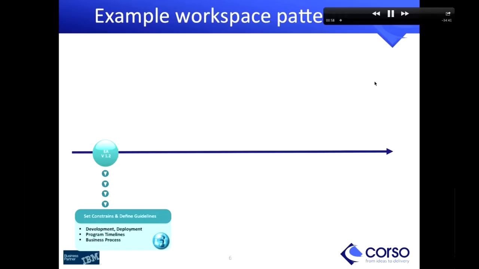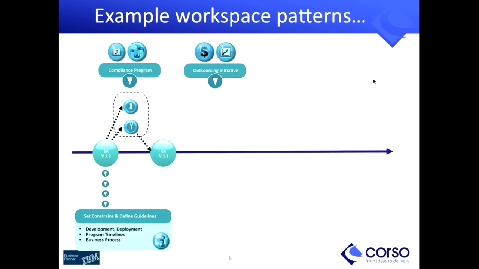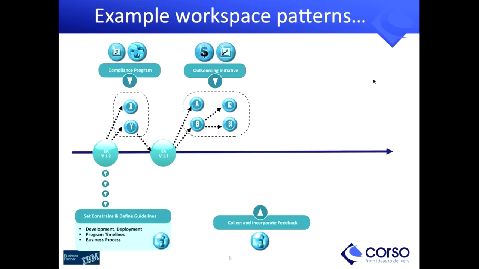Okay, so what we're looking at here is an example workspace pattern. And what you'll see here is that I could create, for example, a compliance program. In the architecture itself, we can split two workspaces, X and Y, which both represent alternative options. And then we can choose workspace Y and generate our enterprise architecture version 1.3. We can then have coming into the organization an outsourcing initiative, where we outsource our IT. And then we can look at different architecture workspaces of A, B, and B2 and B1, make a decision.